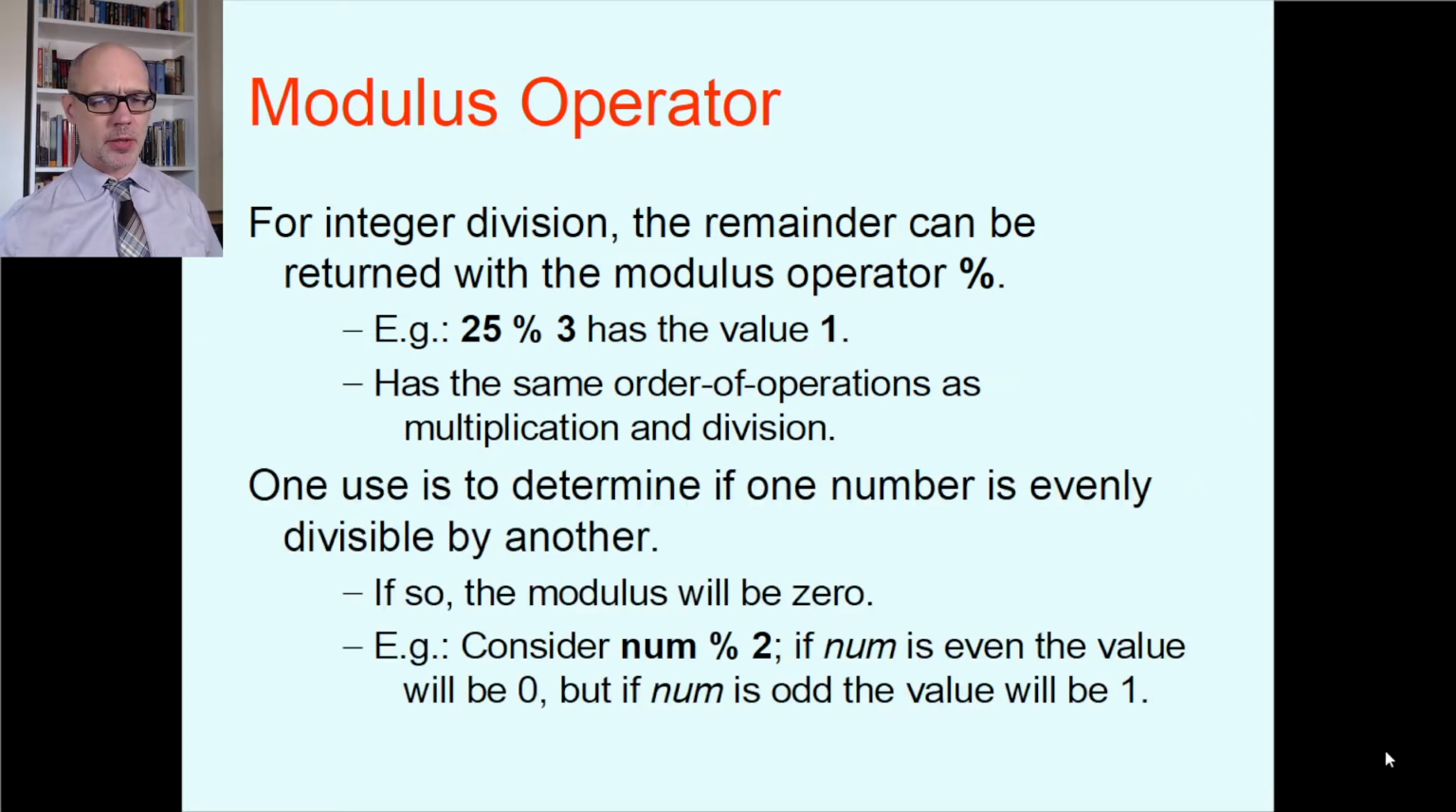Here's an example of why you would want to use that. One use of that is to determine if one number is evenly divisible by another, right? If one number evenly divides into another number, then the modulus will be 0. There will be no remainder. So consider, if I wrote this in C++, if I had a variable called num, and let's say that's an integer, and I wrote num % 2. If num is actually even, that is divisible by 2 with no remainder, the result will be 0. But if num is odd, then that remainder will be 1, right? So you could compute this, and if the result is 0, num had to be even. If the result is 1, num had to be odd.